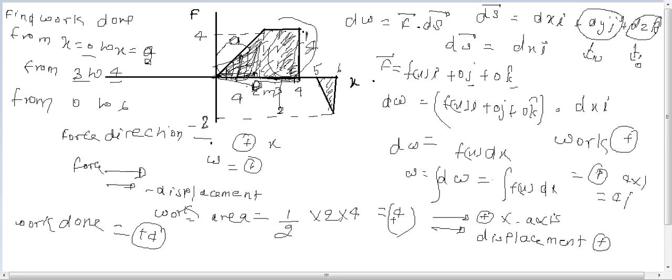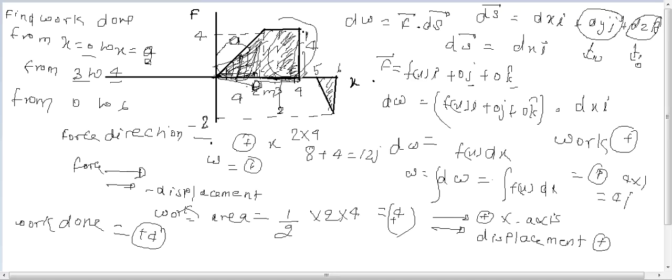Look at my pencil, this length will be 4. So what will be this area? This rectangular area will be 2 into 4. In both cases the work done will be positive. So what is this total positive area? This total positive area is 8 plus 4, that will be 12 joule.